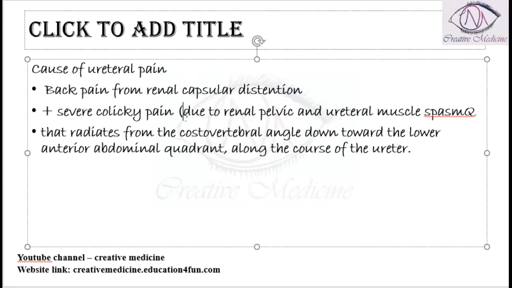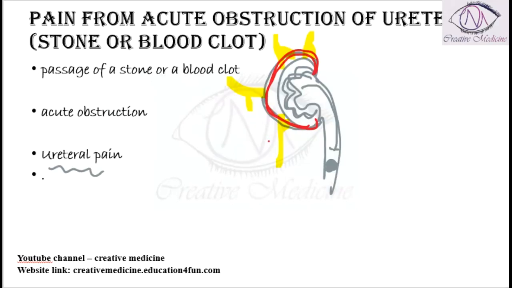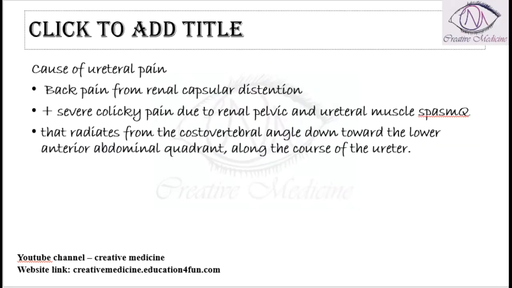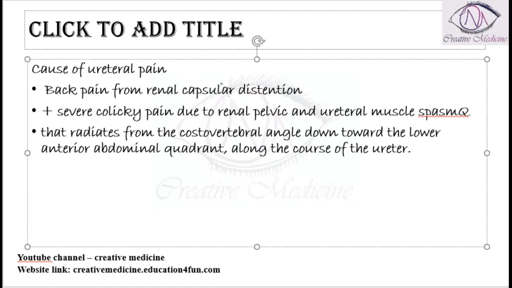The second pain is due to renal pelvic or ureteric muscle spasm. Why? Because in the wall of the ureter, when it gets obstructed, the wall definitely contains muscle fibers. These muscle fibers will go into spasm, that is, they will contract suddenly. So this will also result in pain. So there are two main reasons for pain. One is renal capsular distension, which will result in back pain of the patient.